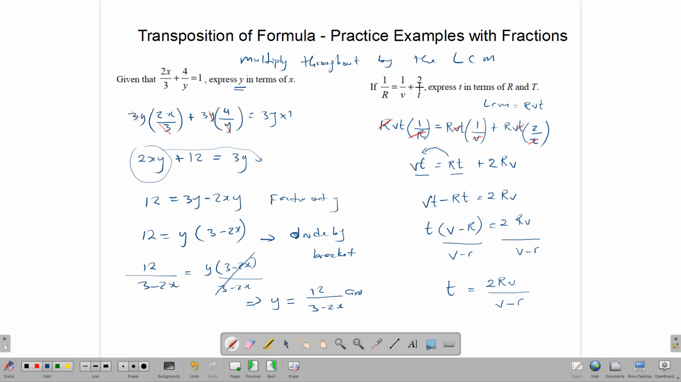I'm wondering about the question here because I didn't see a big T. It should be r and v. That was an error in how the question was written down. So the question should have said express t in terms of r and v. When you pay attention, when you look at it, it should be r and v and not r and big T. All right. Having done that, now let's look at some more examples that have fractions in them.